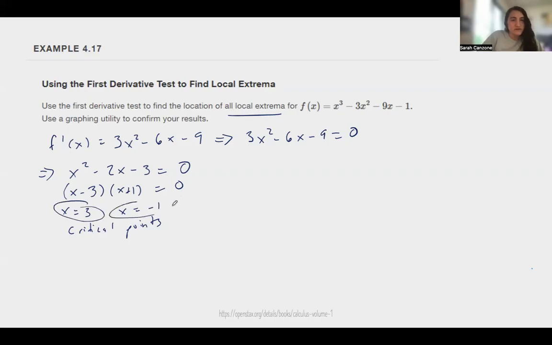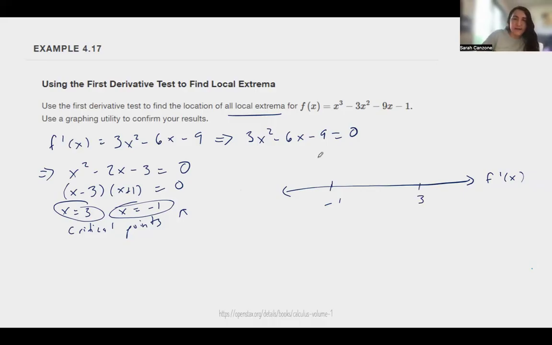So now we're going to use this idea of a number line. We found our local extrema. We don't necessarily care where they are in terms of the y value. All we care about is the x value. So we're going to take our number line, label it as the first derivative number line, and plug in these two points. Here's negative 1, here's 3. And what we're going to do is something called testing points.